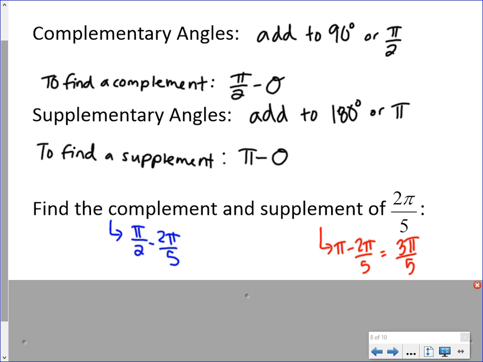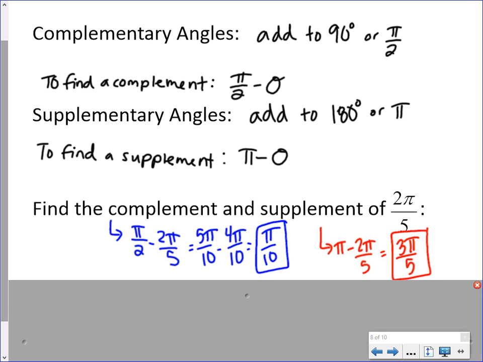And so that should be a pretty easy one. What are you going to need to do on the complement? You're going to need a common denominator, right? So a good common denominator for 2 and 5 would be 10. That would be 5 pi over 10 minus 4 pi over 10. And so we'll get pi over 10. Now, what would happen if you did pi over 2 and you subtracted the angle and then the answer was negative? What does that mean?